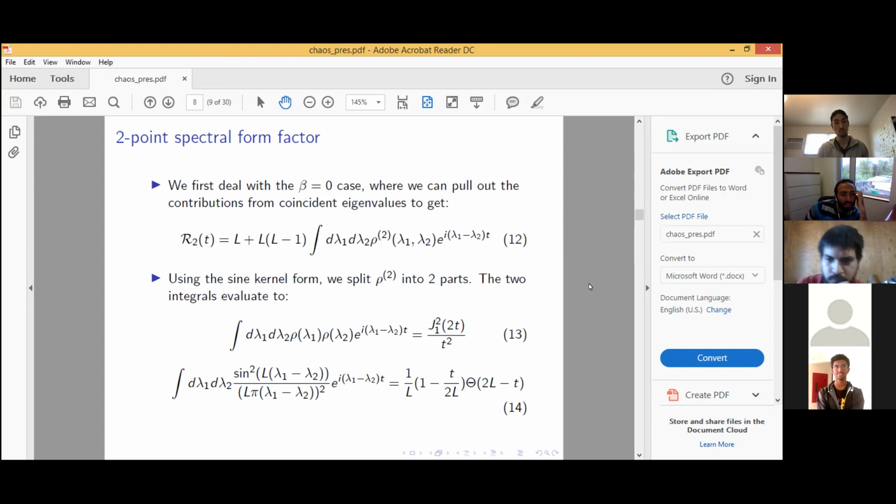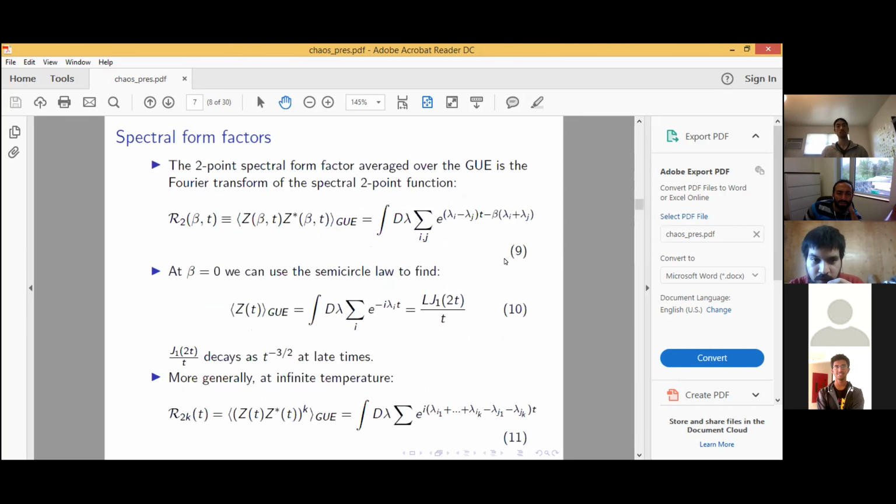Sorry, I got lost a little bit here. So the first one is again the Haar measure. Which one? 12. Right, and then this R2 of t we are evaluating starting from equation 9. I see, it's a Haar measure for that. Okay. When we have i equal to j, we can pull that contribution out. That's essentially the integral of d lambda times 1. I see. And the remaining part evaluates to the other thing. We have set beta equal to 0. Right.